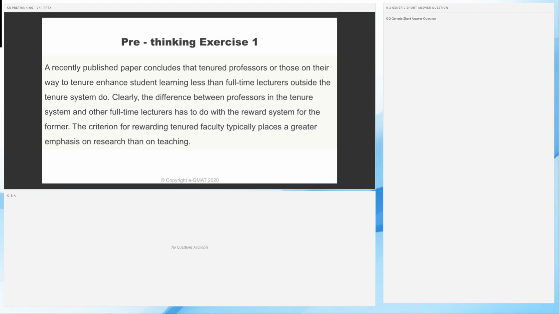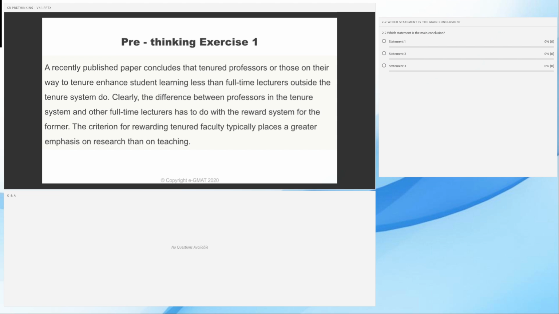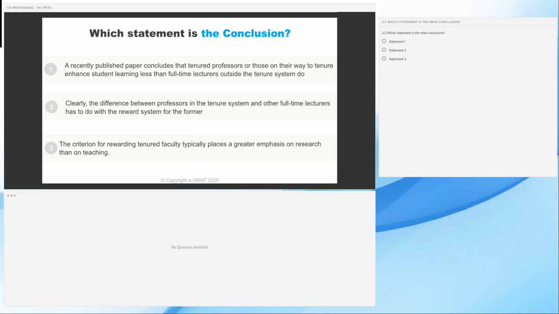So this is the argument. The first thing is we've got to figure out which statement is my main conclusion. So I'm going to put in a poll question here. I want you to tell me which statement is my main conclusion. Here are the 3 statements. Tell me which statement is the main conclusion. You've read this argument, so this should be fairly quick. Want at least 50 responses.